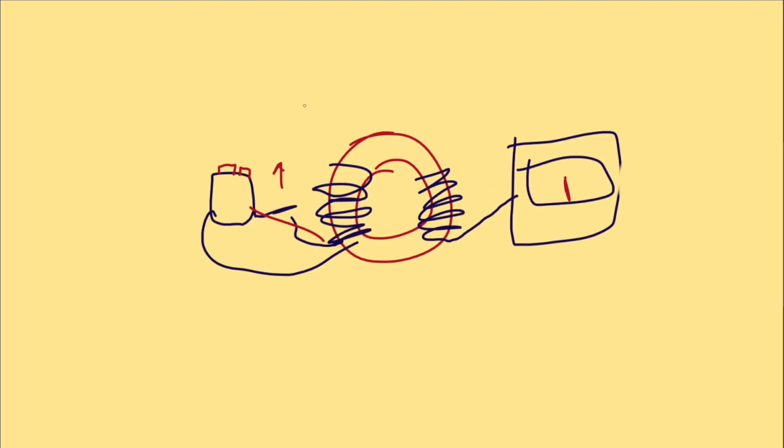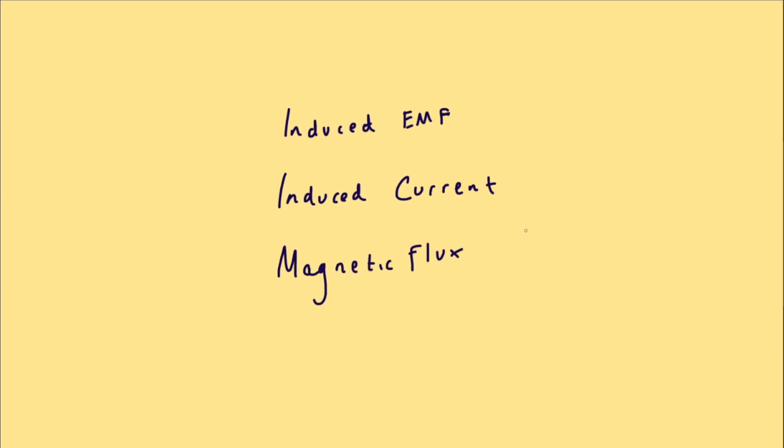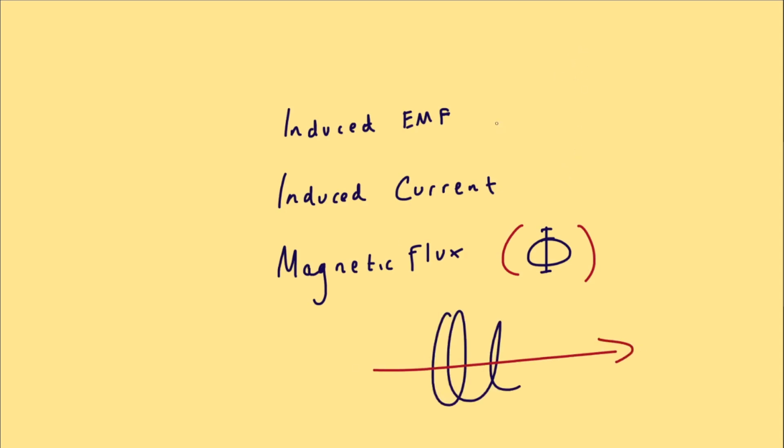Let me give you some key vocabulary. First is induced EMF. Induced EMF is the voltage that appears due to a changing magnetic field. Induced current is the current that flows because of this EMF. And magnetic flux, which if you remember from Gauss's law, is represented with this symbol, is the total field that passes through a loop. Here's the golden rule. A changing magnetic field is what causes EMF, which means if there's no change in your field, then there is no current, since the current is coming from the EMF.